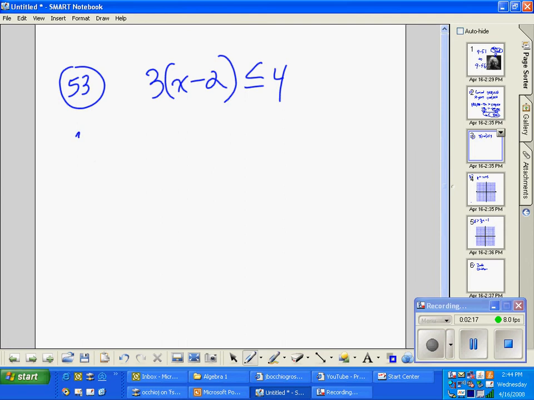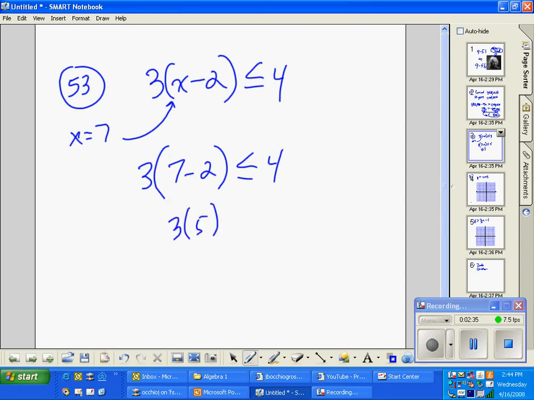53, Clifford thinks that x equals 7 is a solution to this inequality. So I'm just going to put 7 in. 3 times 7 minus 2 is less than or equal to 4. That'd be 3 times 5, so 3 times 5 less than or equal to 4. And that says 15 is less than or equal to 4. So we have to say, nope, that's not true. 7 is not a solution to that inequality.